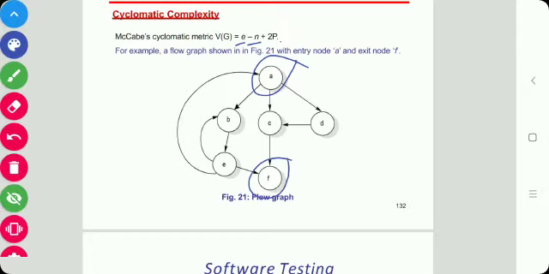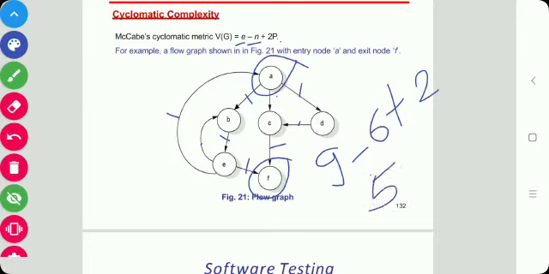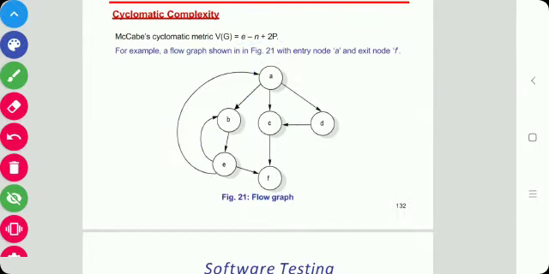So here the number of edges are 1, 2, 3, 4, 5, 6, 7, 8 and 9. So E is 9 minus n, which is 6, plus 2 into P. P is always 1 for the flow graph, as there is only one connected component in the flow graph. So it is 2. So 9 minus 6 is 3, 3 plus 2 is 5. So the cyclomatic metric for this flow graph is 5. It means there are 5 independent paths in this flow graph.